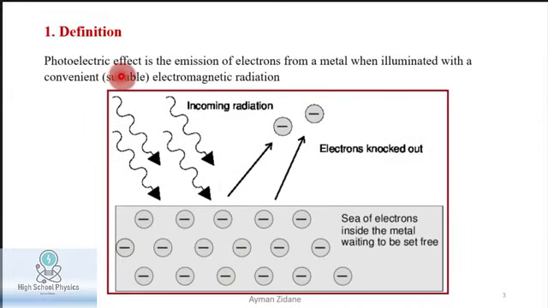The photoelectric effect is the emission of electrons from a metal when illuminated with a suitable electromagnetic radiation. Here we have a metal, it contains an enormous number of electrons. When a certain radiation hits the surface of this metal, it may extract some electrons from it. This phenomenon is called the photoelectric effect.